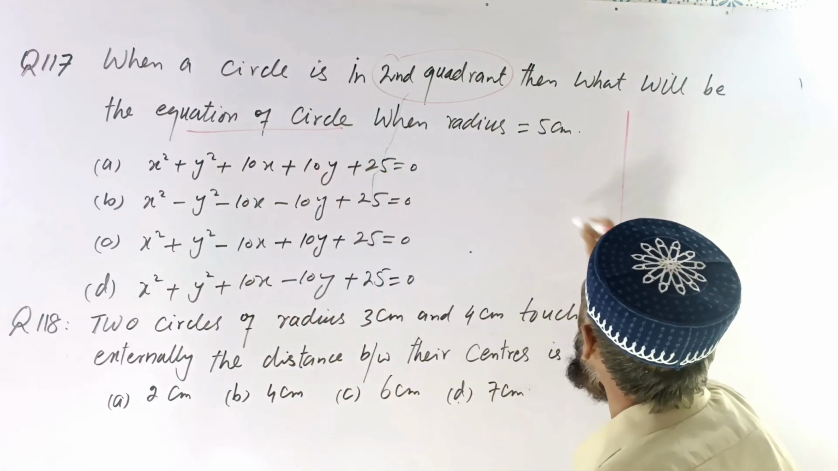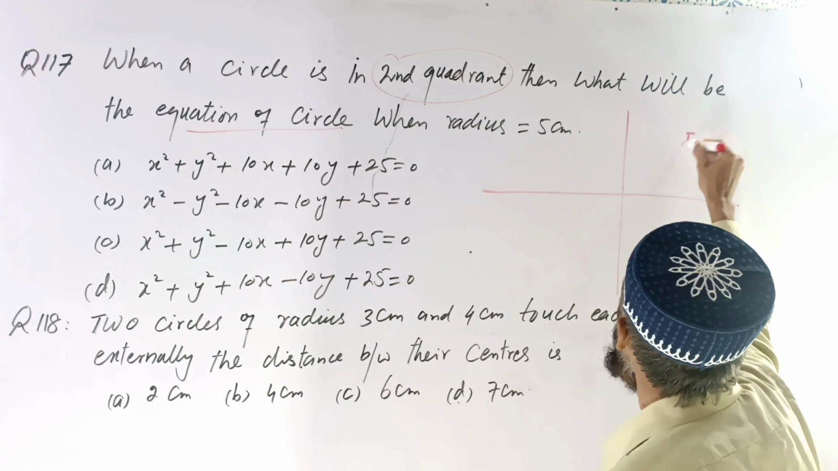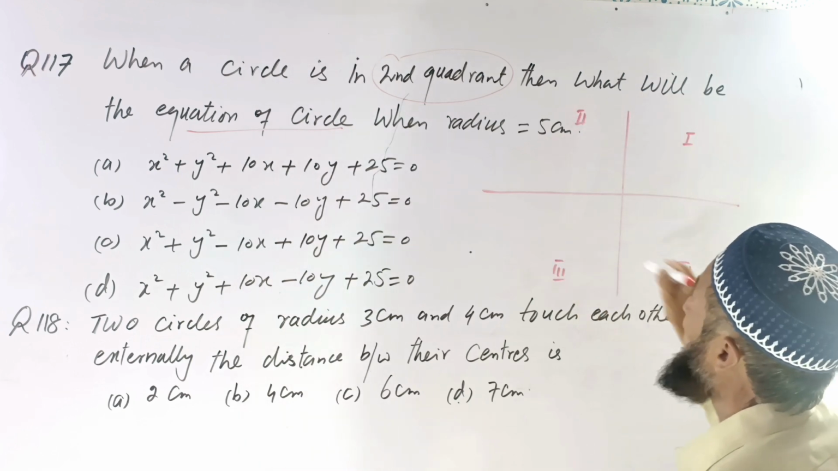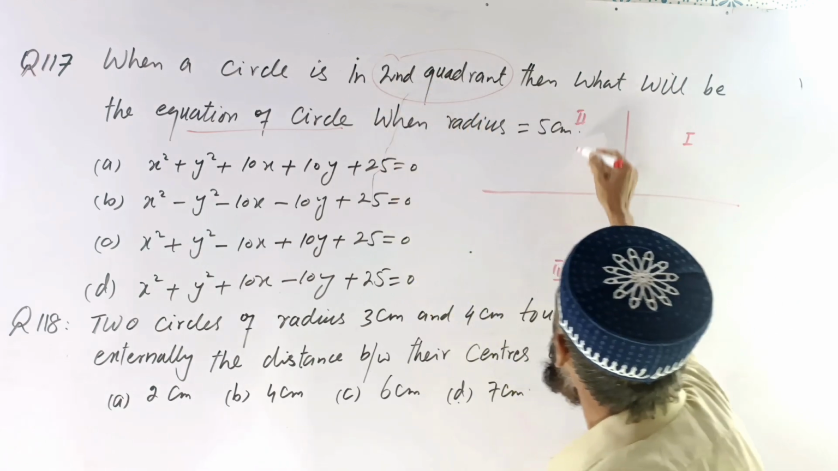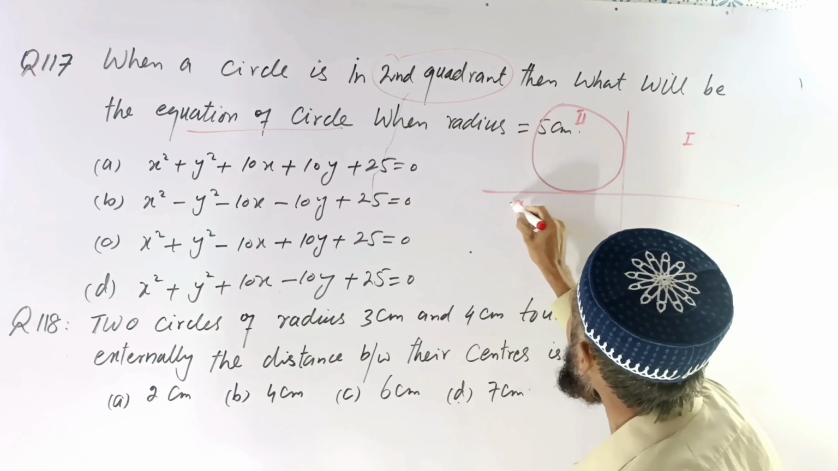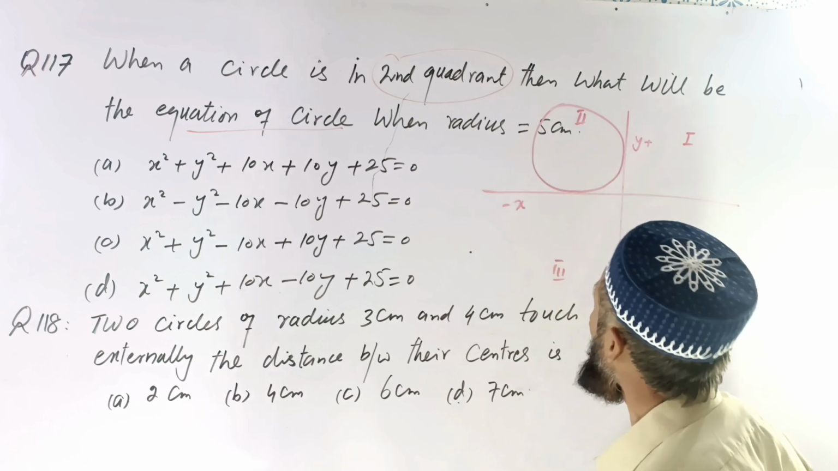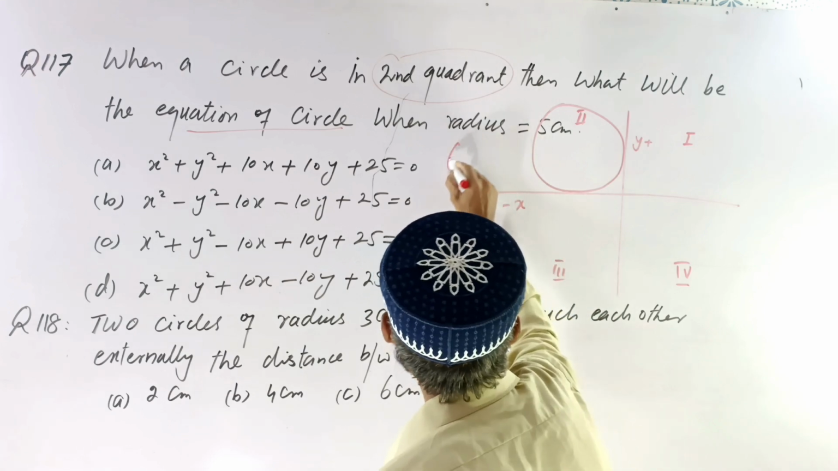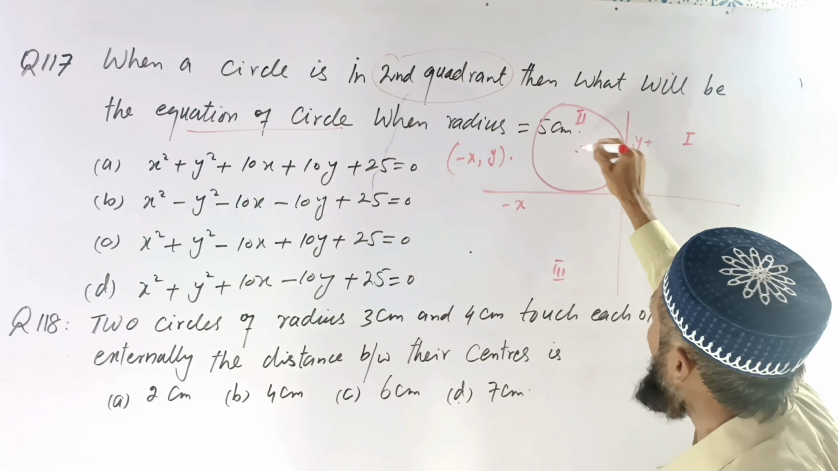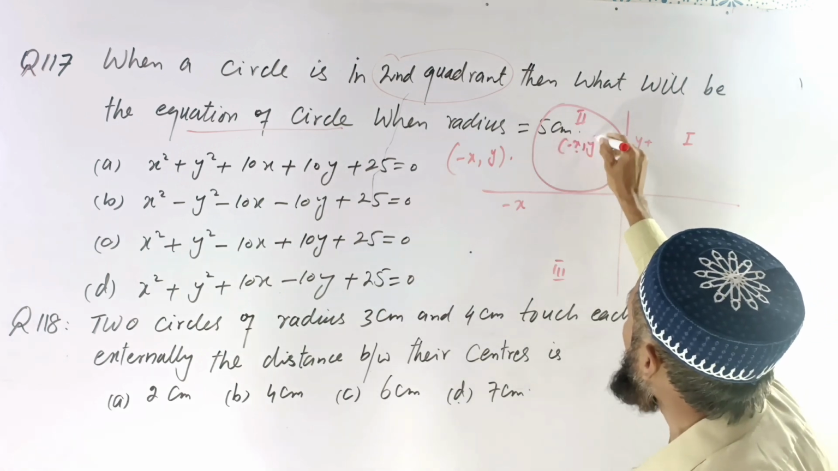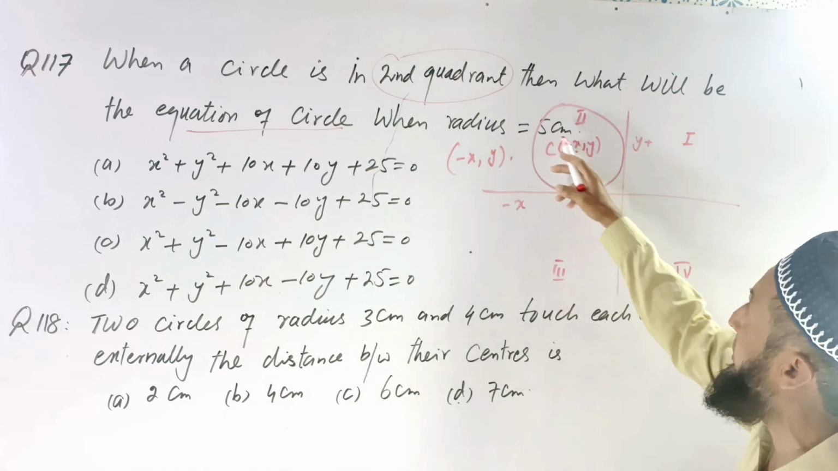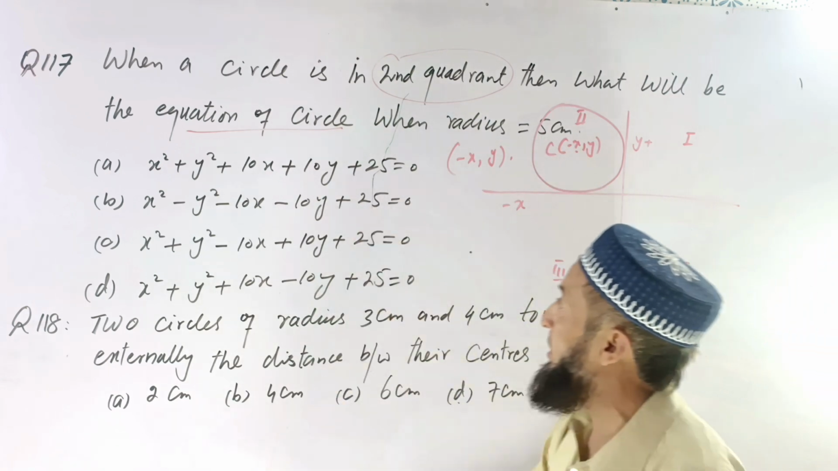So look here, this is the first quadrant, second quadrant, third quadrant and fourth quadrant. Now the circle is in the second quadrant, which means the x value is negative and the y value is positive. So the center will be minus x and plus y. This is the center. Radius is already given, r square, so we will get 25.